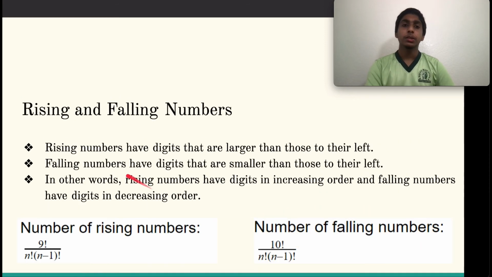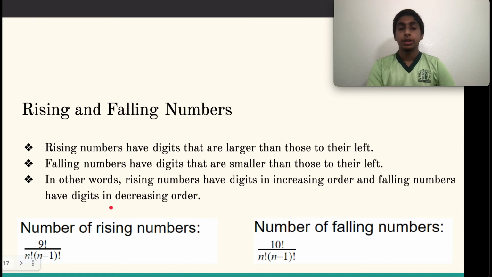Okay, so here we have rising and falling numbers. Rising numbers have digits that are larger than those on the left, like 1, 2, 3, 4, 5, 6. If you had a number with all those digits ordered like that, that's your rising number. Falling numbers would be like 6, 5, 4, 3, 2, 1. If the digits are falling like that in the number, then they're falling numbers. In other words, rising numbers have digits in increasing order, and falling numbers have digits in decreasing order.